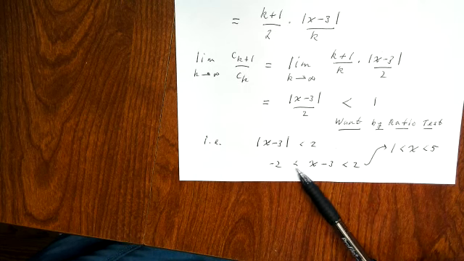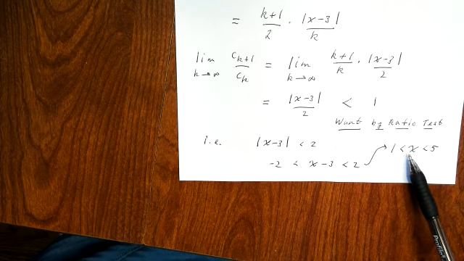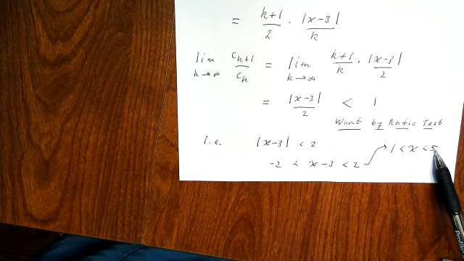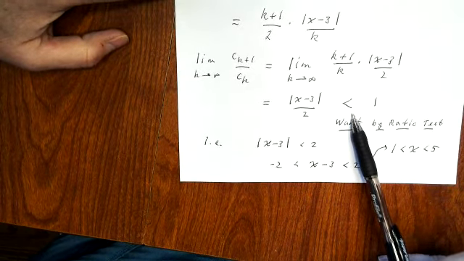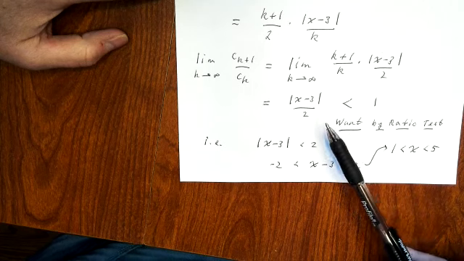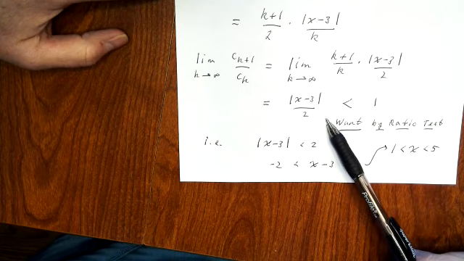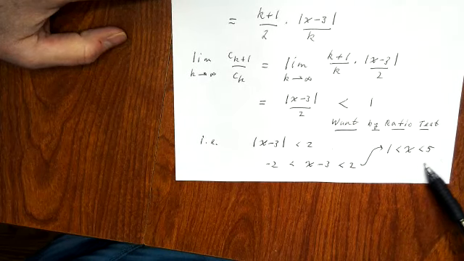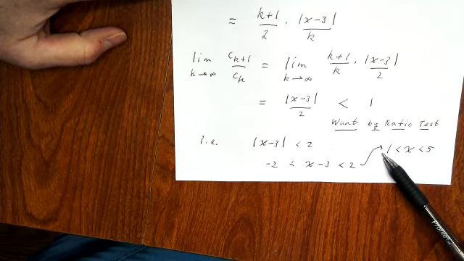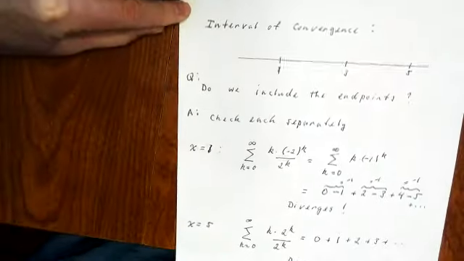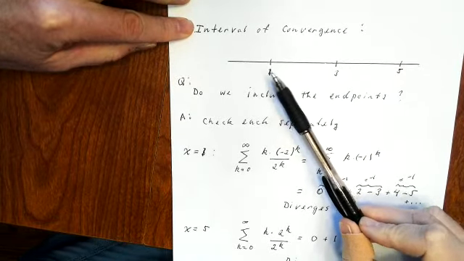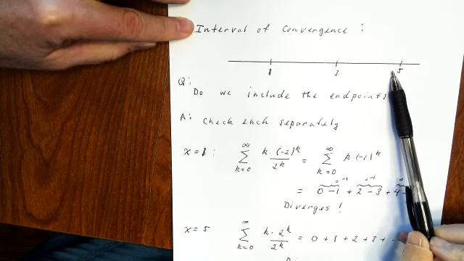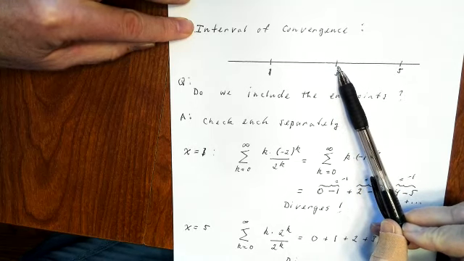If we add 3 to each side of the inequality, we get 1 is less than x is less than 5. On the other hand, if the absolute value of x minus 3 over 2 had been greater than 1, then we would get an L value of greater than 1, so the series would diverge. That's going to happen when x is strictly greater than 5, or if x is strictly less than 1. So our interval of convergence will include everything between 1 and 5, not including 1, not including 5, for right now. Notice how 3 is the midpoint.